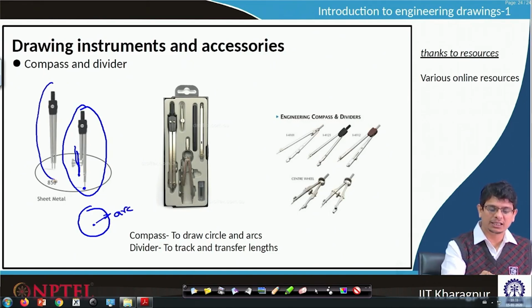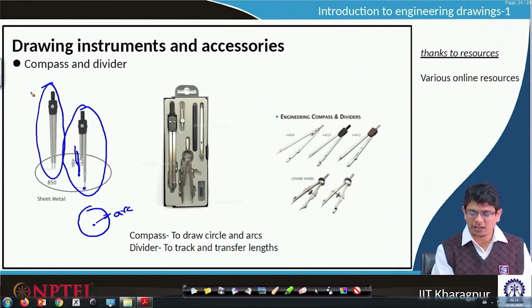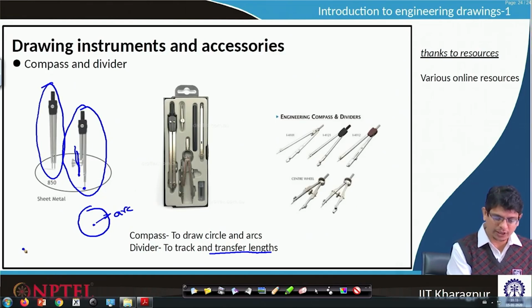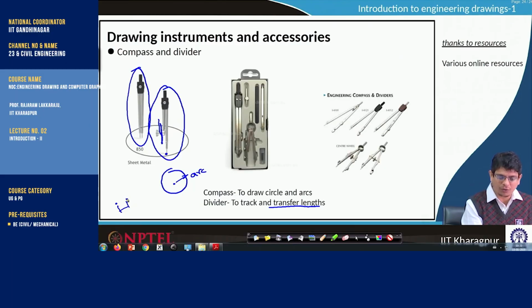The other one is the divider. Using a divider, one can track and transfer lengths. For example, there are 2 points, and instead of directly measuring what that length is, we would like to transfer the distance between them. So, we use a divider. Once that is fixed, use another point at the same location and transfer that length. For that purpose, we usually go with dividers.